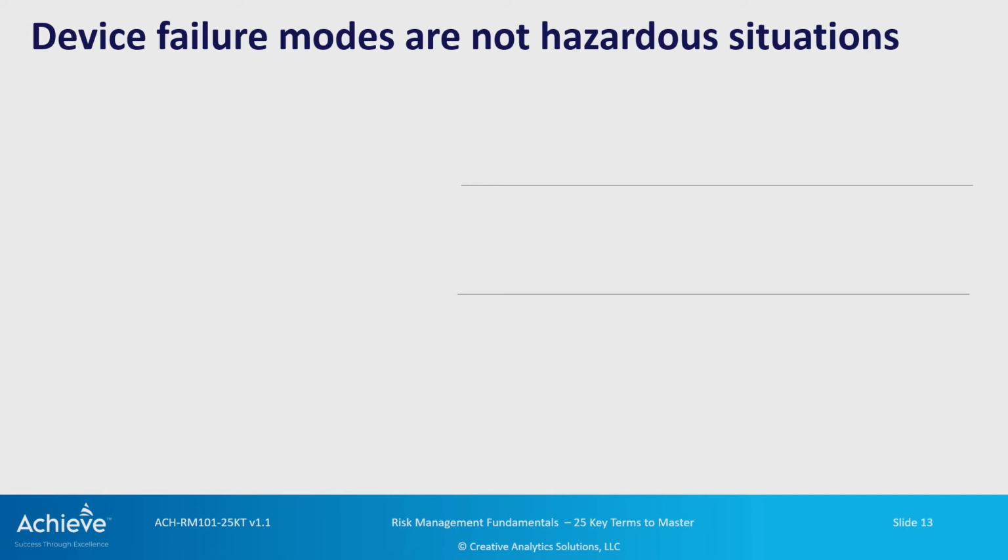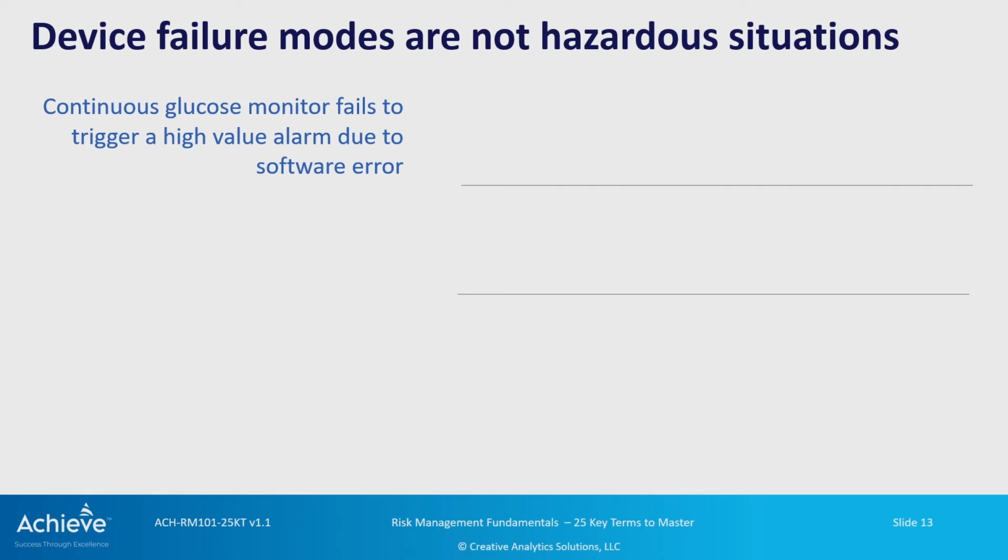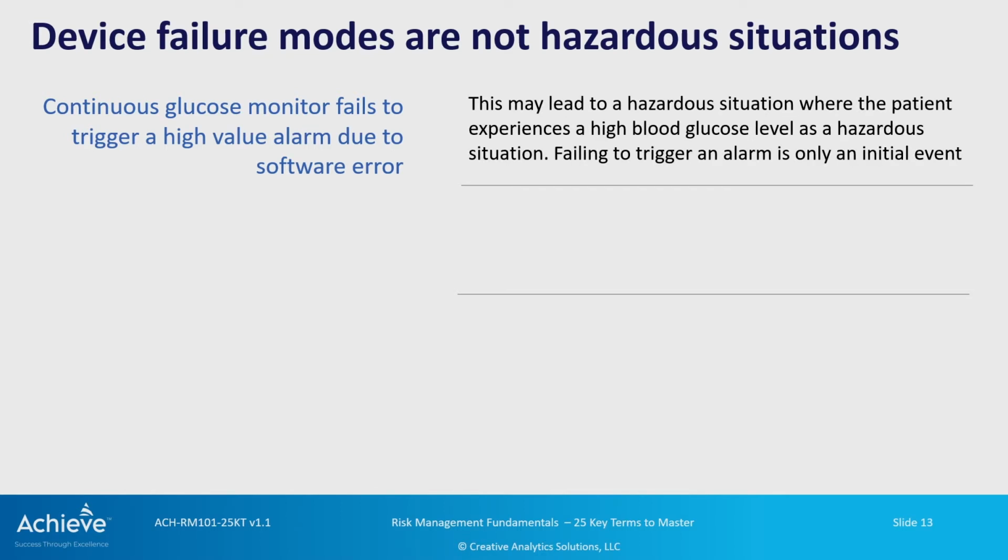To emphasize, device failure modes are not hazardous situations, and this confusion is common in the industry as FMEAs are practiced quite commonly. Let's give an example. You have a continuous glucose monitor that fails to trigger a high value alarm due to a software error. You might find that as a line item in your FMEA. However, this may lead to a hazardous situation where the patient experiences a high blood glucose level. Failing to trigger an alarm is only an initial event.